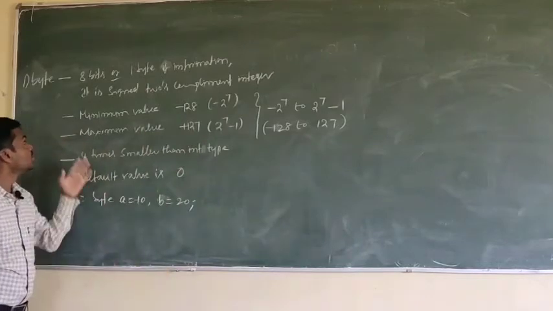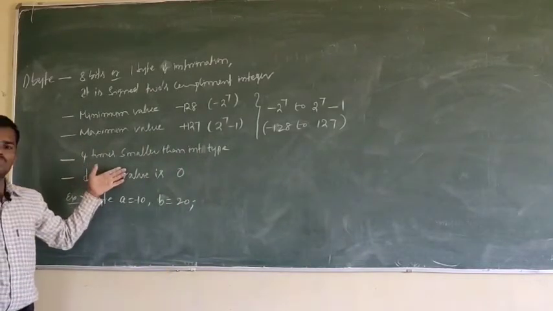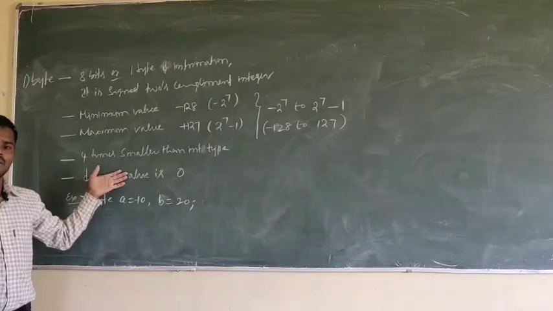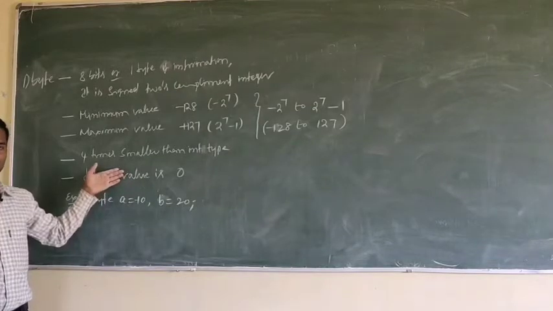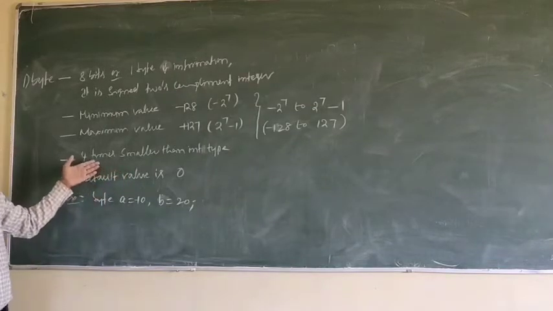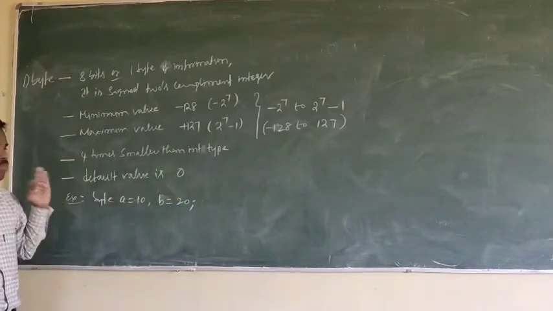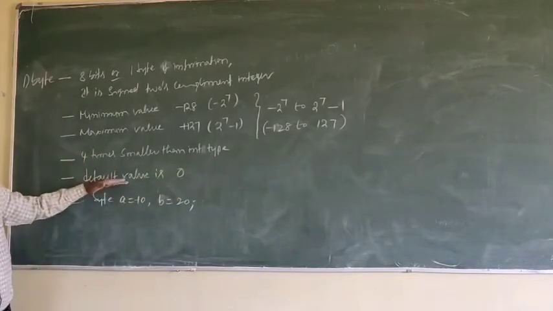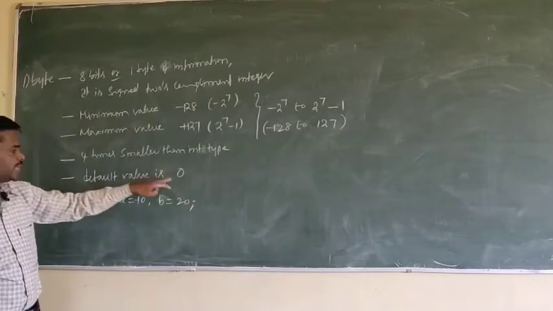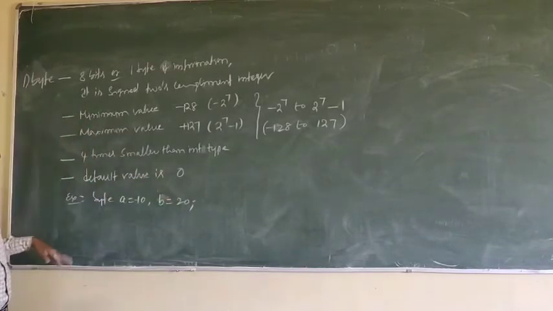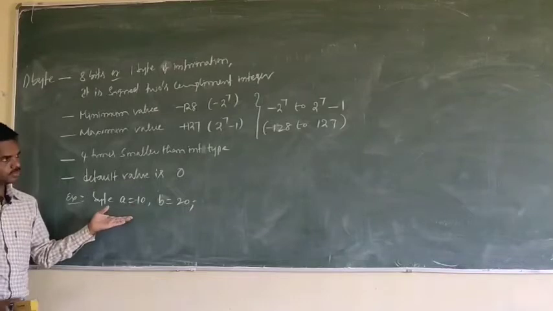These byte data types are used to store the smallest integer values, and it is 4 times smaller than int type, so you can store only small values. The default value of byte type is 0, and one example for byte type is like this.